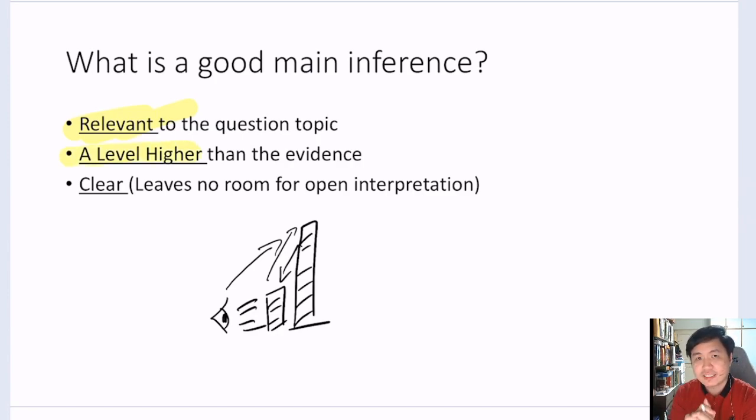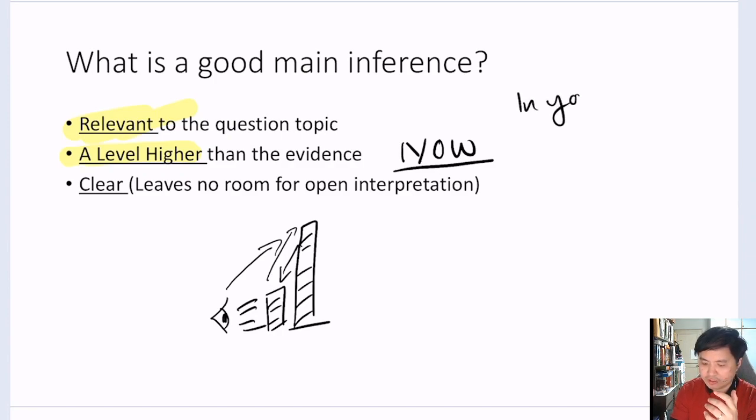It is not inside the evidence. You shouldn't lift. You shouldn't copy. Right. You should go one level higher. And of course, you must do this: AYO. What is AYO? AYO is simply in your own words. Right? Make sure it's in your own words.